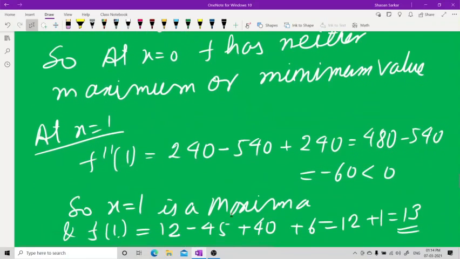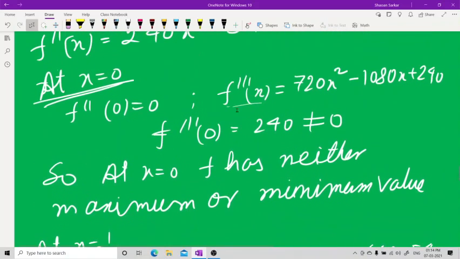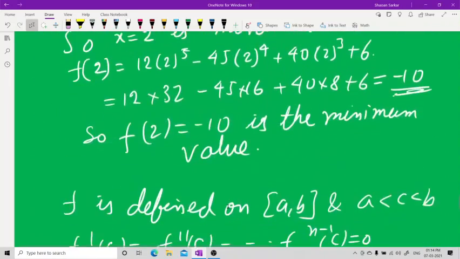See, this is a third derivative. At x0, this third derivative is not 0. The third derivative is not 0, so we can say no, neither a maximum nor a minimum.